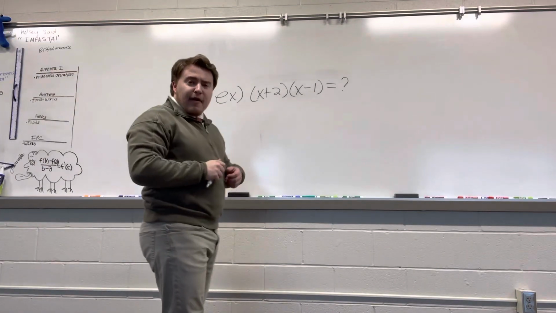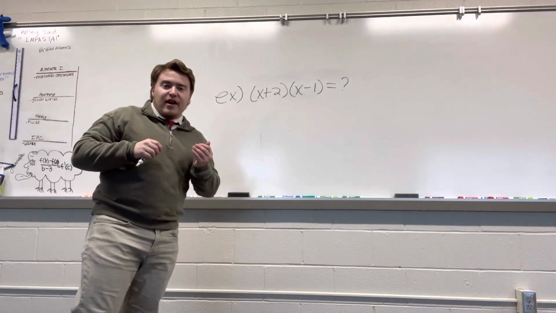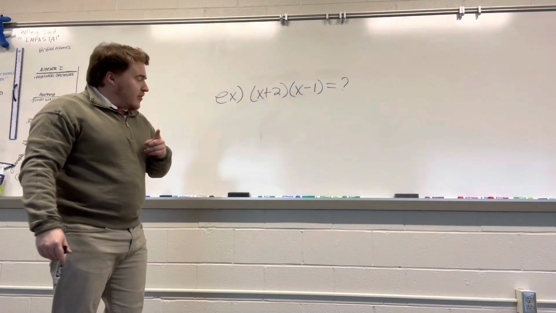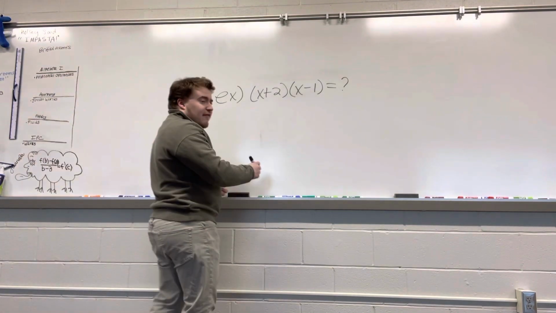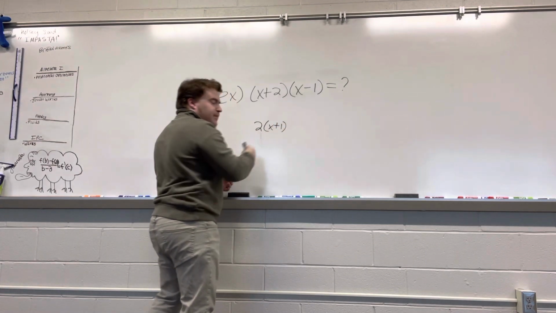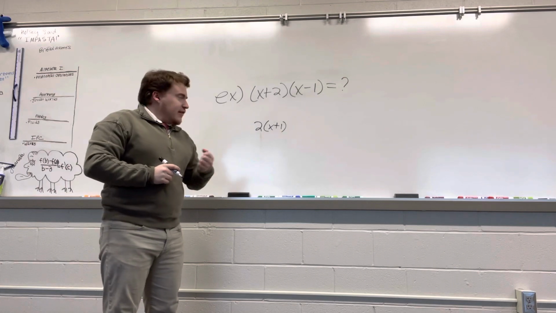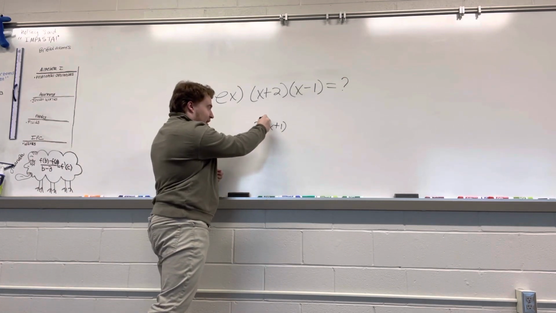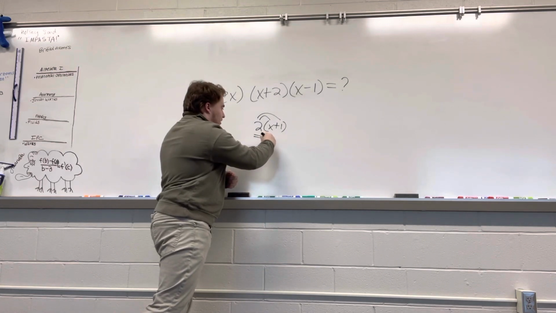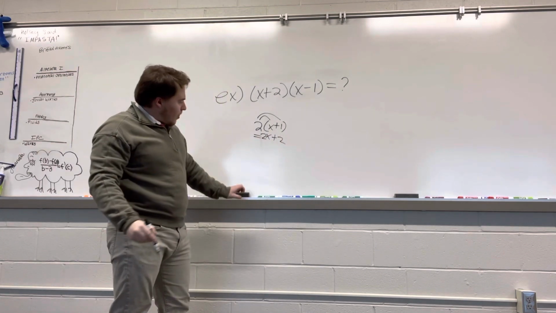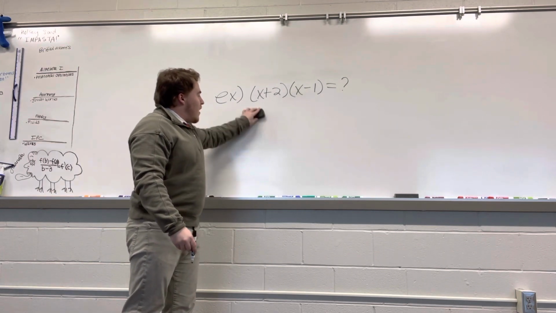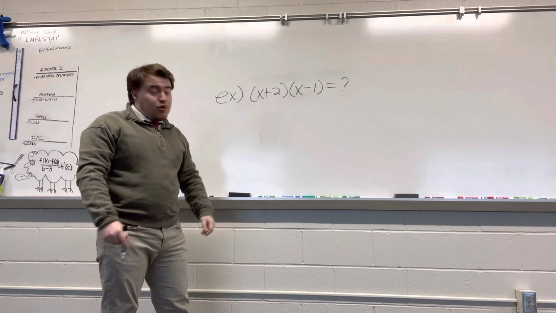Today we're going to be talking about foiling, or multiplying binomials together. Let's quickly recall the distributive property, which says that if we have something such as 2 times x plus 1, the 2 is distributed to both the x and to the 1, giving us something such as 2x plus 2. Keep this in mind as we're going to apply the same idea now when we try and multiply binomials together.